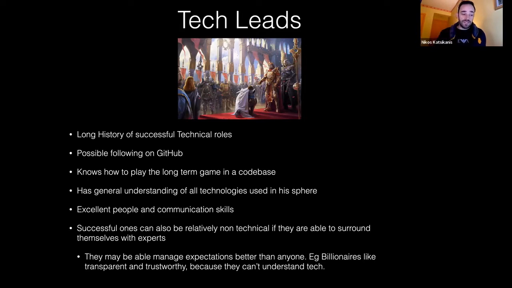Obviously, you need to know how to play a long-term game in a code base, because a code base is never really about short-term fixes. The code you write today is the code that's going to be there 2, 3, 4, 5 years in the future. And if you're just writing code that's designed to be thrown away, then you shouldn't be writing code. And obviously, people skills are important as well.